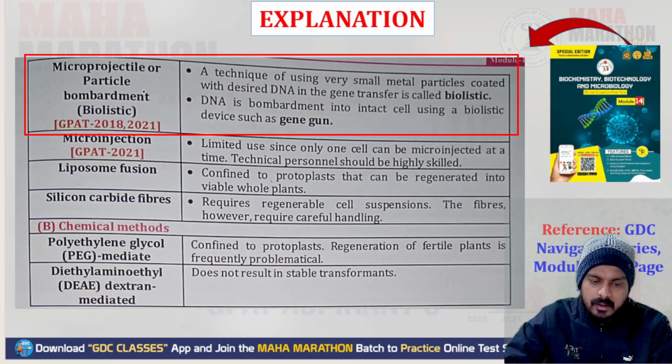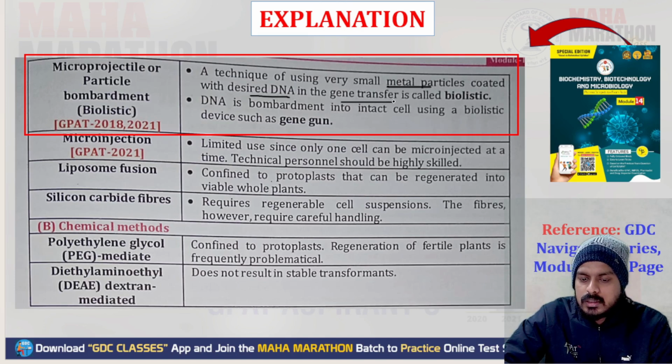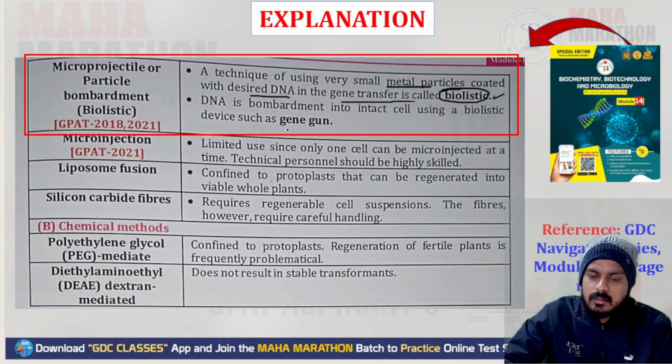Electroporation, or microprojectile, or particle bombardment, or biolistic: this is a technique which uses very small metal particles coated with a desired DNA in gene transfer, and it is called the biolistic technique. DNA is bombarded into intact cells using a biolistic device such as a gene gun.